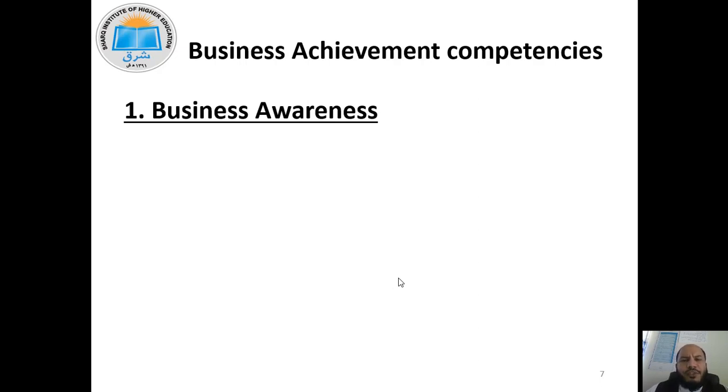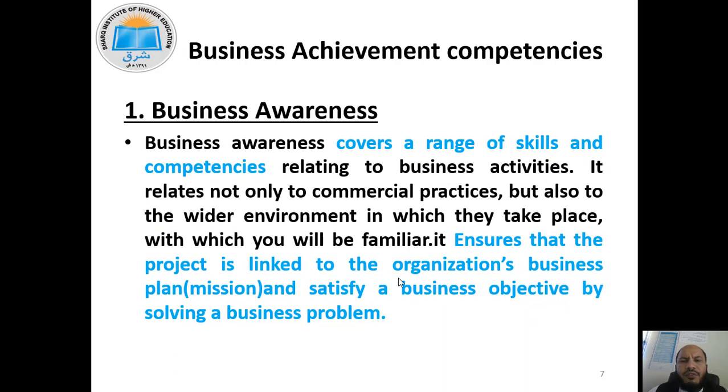In the business achievement competencies, the project manager should have awareness about his business. So how can he get these skills, how can he achieve these competencies? Let's explain. Business awareness means that he should cover a range of skills and competencies related to business activities. The project manager should ensure that the project is linked to the organization's business plan, the business mission, the business vision, and the business objective. And he should satisfy a business objective by solving a business problem.